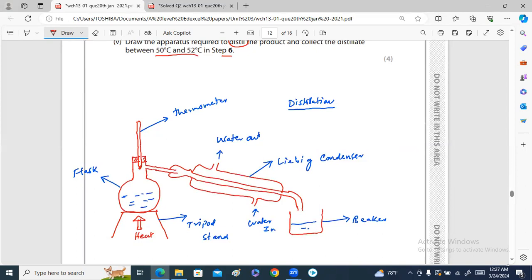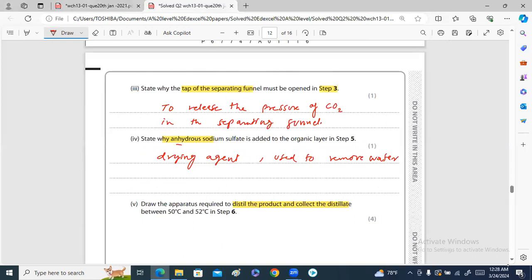So you have to draw this apparatus. This is a 4 marks question, drawing and labeling. So if you draw this distillation apparatus, you should have the idea about the labeling of the apparatus as well. Okay, so the next part.